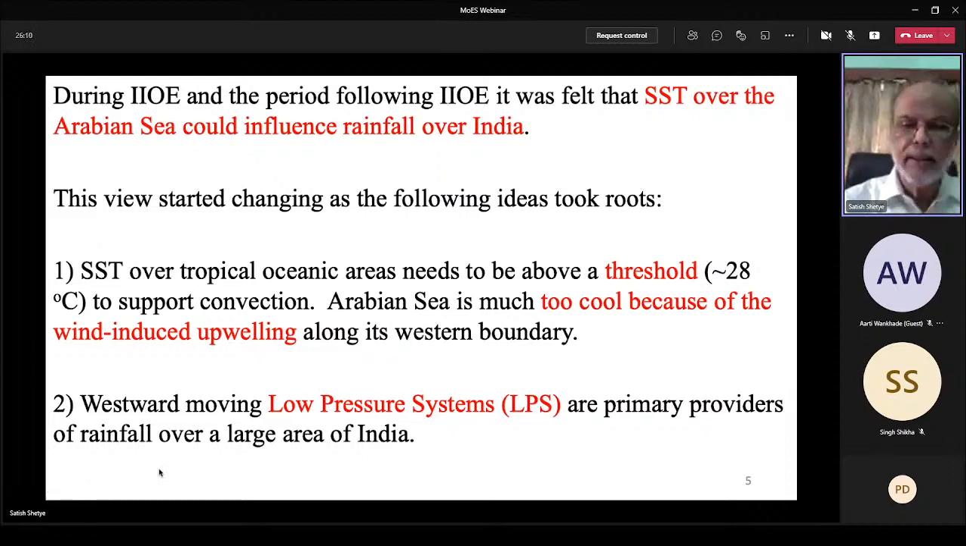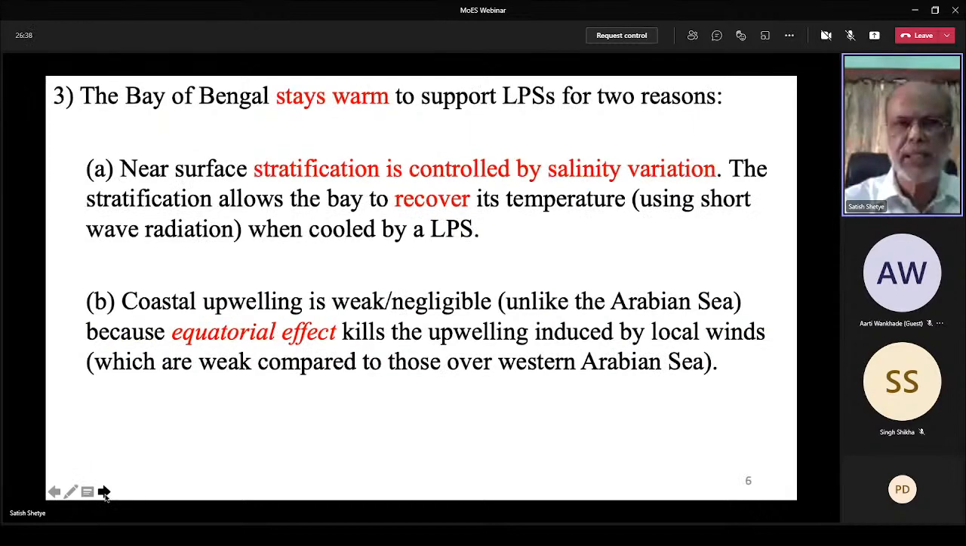The second important thing that happened during the 1980s is that the importance of low pressure systems as primary providers of rainfall over a large area of India was recognized quantitatively. Its properties became better known through analysis, and I think it is generally a view that persists today. Now, if I combine the last two statements, in order to support formation of LPS, the Bay of Bengal has to stay warm.